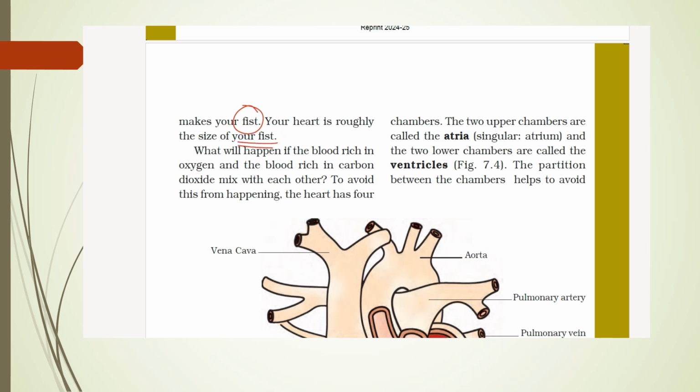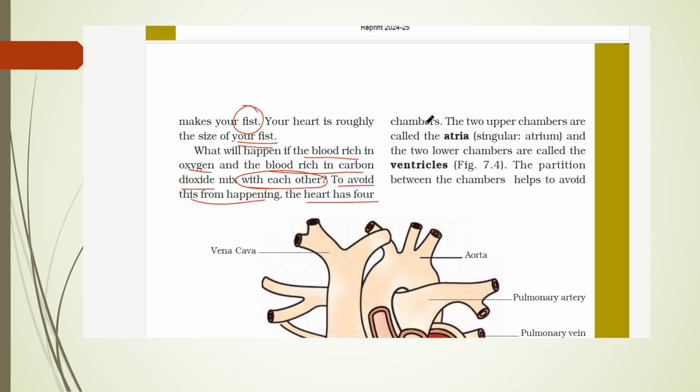Is it clear? Now what will happen if the blood rich in oxygen and the blood rich in carbon dioxide mix with each other? What will happen then? It will be a mess. Then there will be so many problems in our heart. So to avoid the mixing of this blood, the heart has 4 chambers.